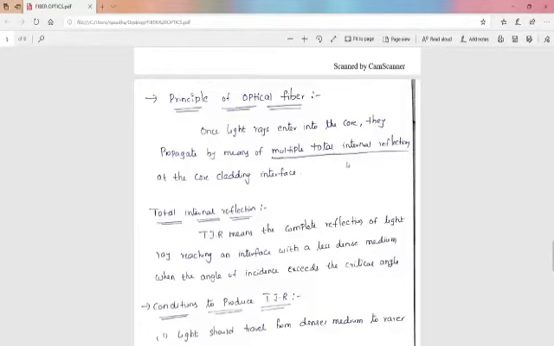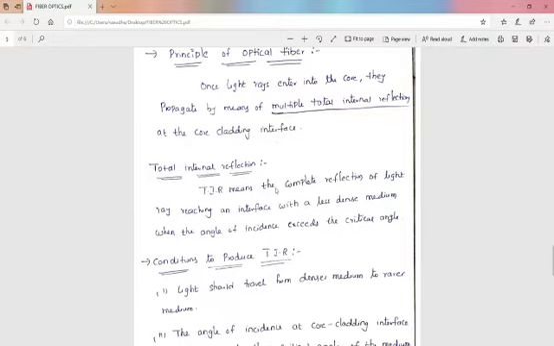By total internal reflection. That is the principle of optical fiber. So what is the principle of optical fiber? Total internal reflection. So what is total internal reflection? It is simply, I mentioned here, total internal reflection means the complete reflection of light rays reaching an interface with a less dense medium when the angle of incidence exceeds the critical angle. That we call total internal reflection.